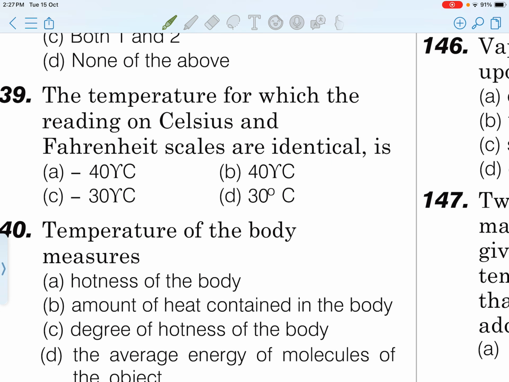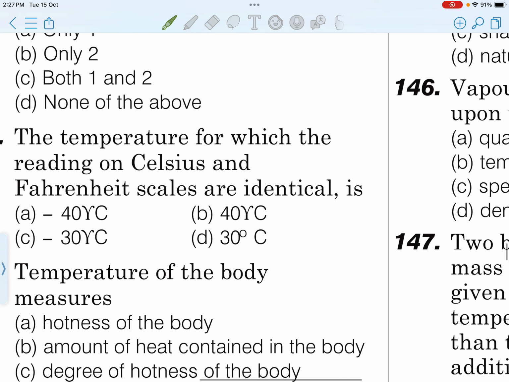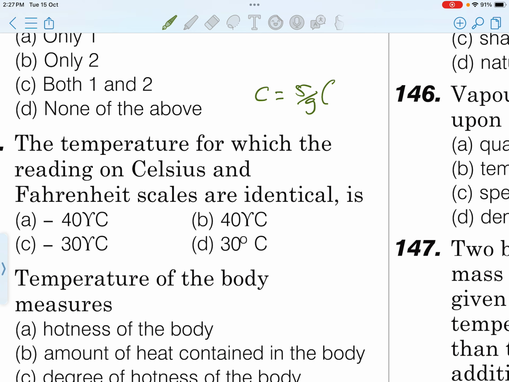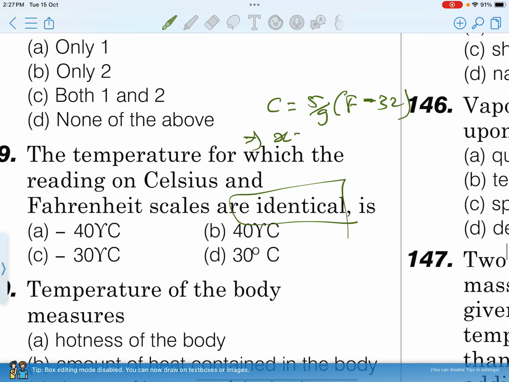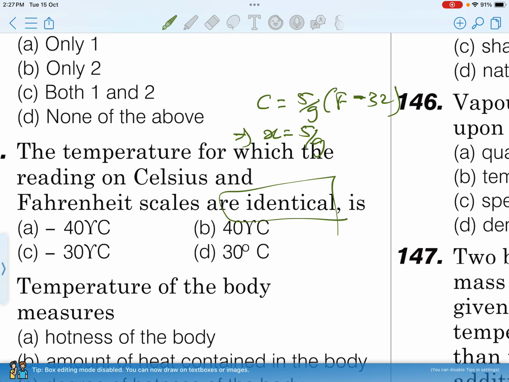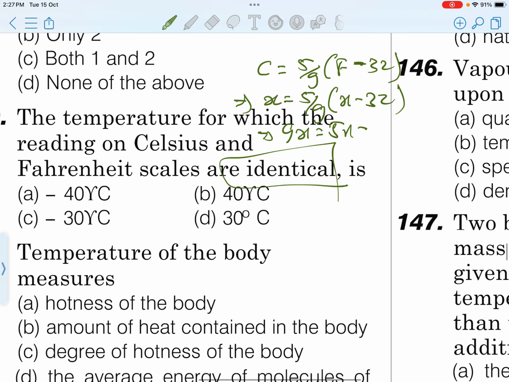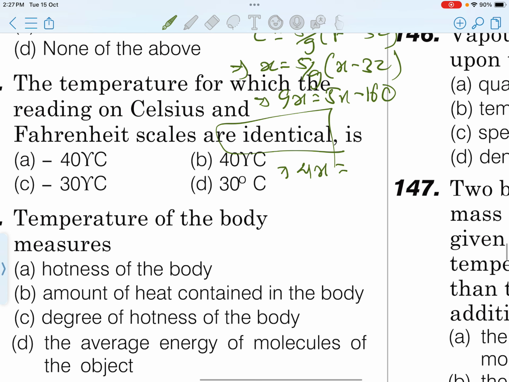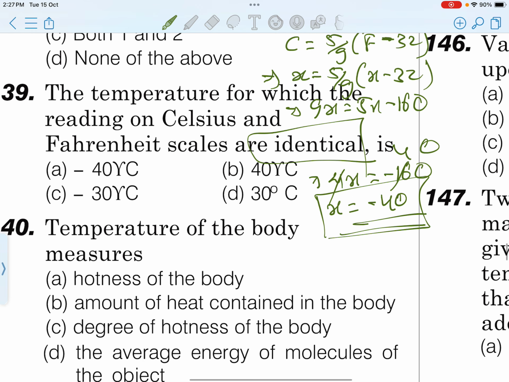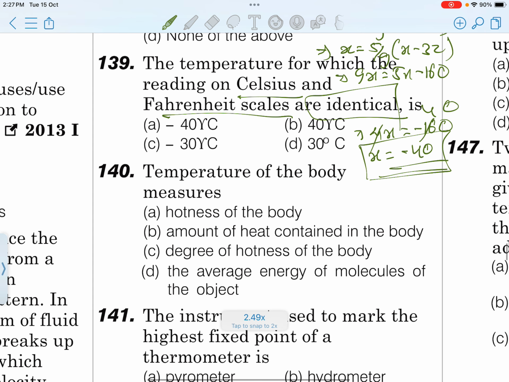Let me prove it, if you don't believe me. We know Celsius scale equals 5 by 9 into F minus 32. The question is asking at which point the scales are identical. So let's say C is X, and F is also X. Then X equals 5 by 9 into X minus 32. If we solve it, we get 9X equals 5X minus 160. So 4X equals minus 160, which gives X equals minus 40. See, at minus 40, the Celsius and Fahrenheit scales are identical. So this is very important, okay?